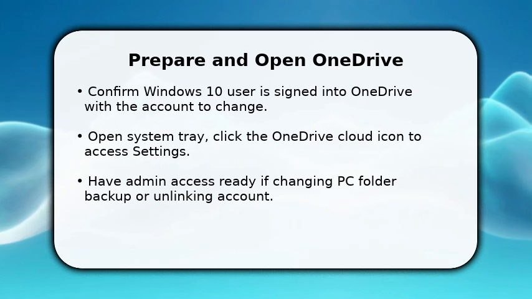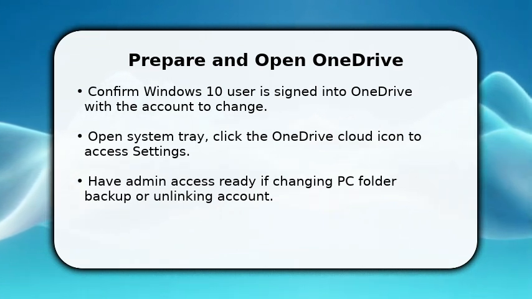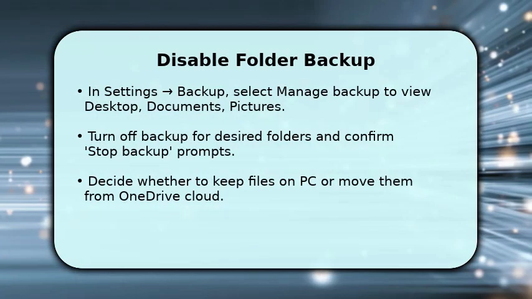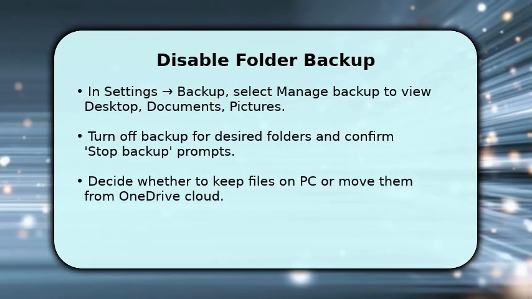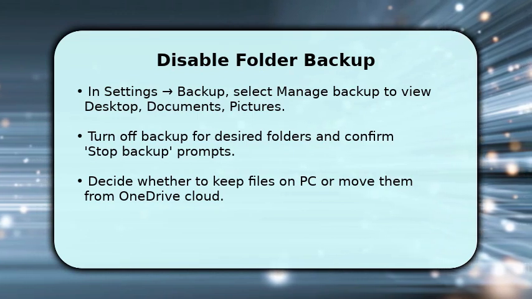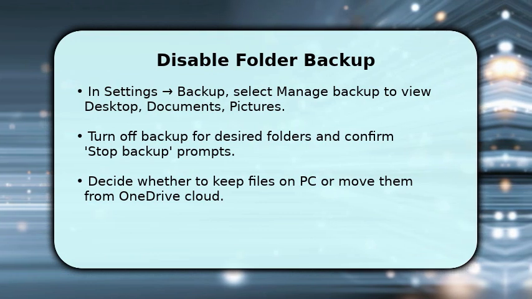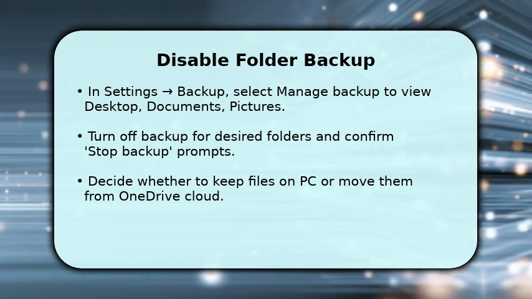If you intend to stop backing up desktop, documents, or pictures, get ready to click Manage Backup next. This step targets the app directly, so you avoid uninstalling or altering files unnecessarily. Now you interact with the Backup tab to stop automatic folder syncing. Click Manage Backup, then toggle off desktop, documents, or pictures for which you no longer want OneDrive backup.